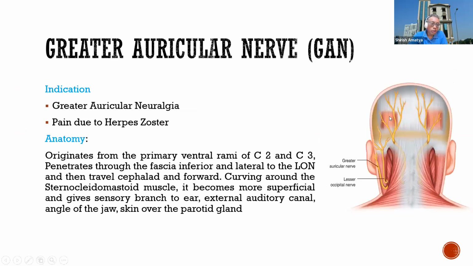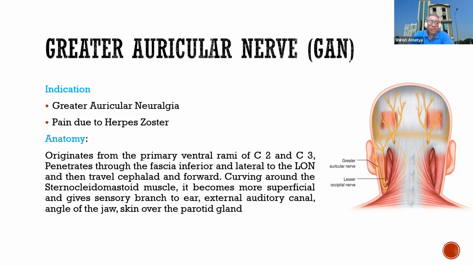Another nerve that can cause headache is the greater auricular nerve, also known as GAN. Greater auricular nerve block is used for greater auricular neuralgia. It can also be used in case of pain due to herpes zoster involving the area supplied by the greater auricular nerve. The greater auricular nerve is a branch of the cervical plexus, and it arises from the ventral rami of the C2 and C3 spinal segments.